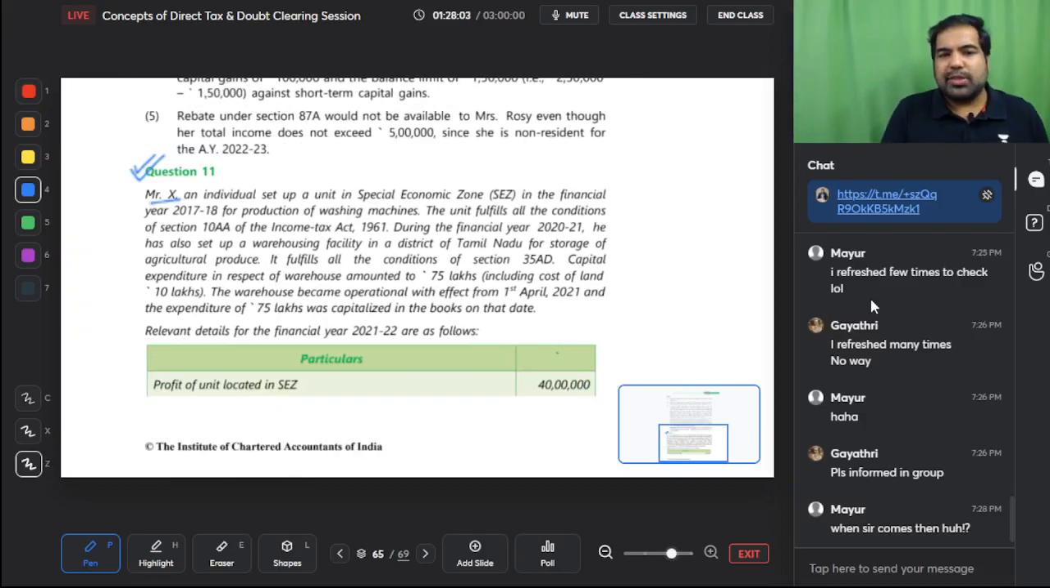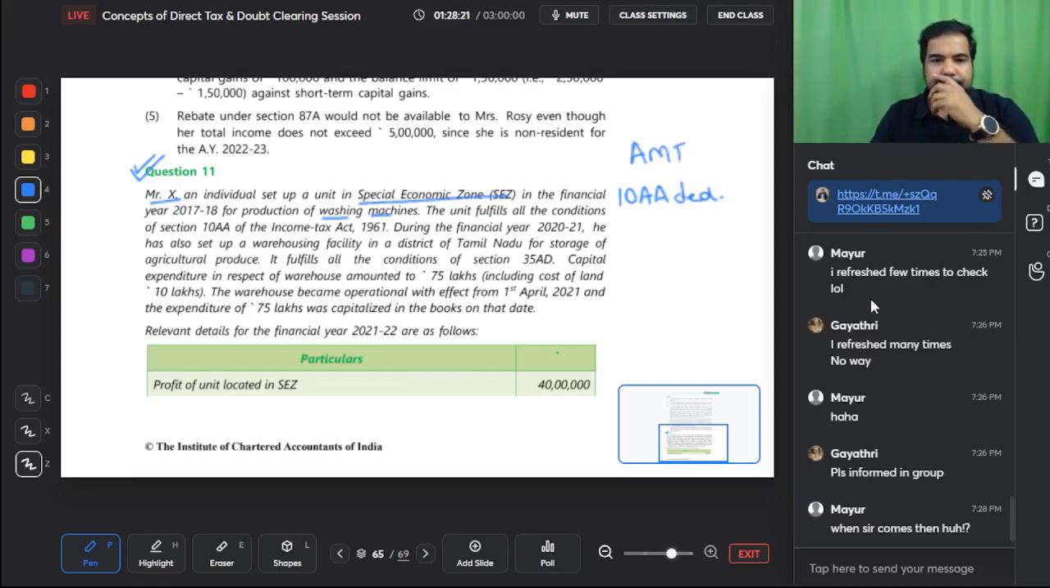Mr. X, an individual, set up a unit in a SEZ in the financial year 17-18 for production of washing machines. So basically the moment SEZ comes, guys, in your paper, remember there is a 10AA deduction, and you also remember if there is a 10AA deduction, there is also alternate minimum tax to be computed.